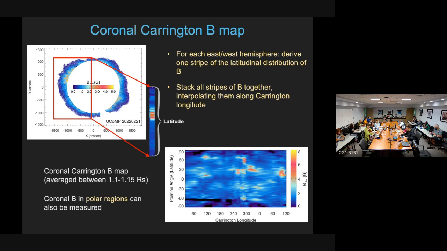And one important thing about this method is that the magnetic field measured in polar regions is as accurate as the rest of the corona. So we do not have the problem of extrapolations like what people did from the photospheric magnetic field.